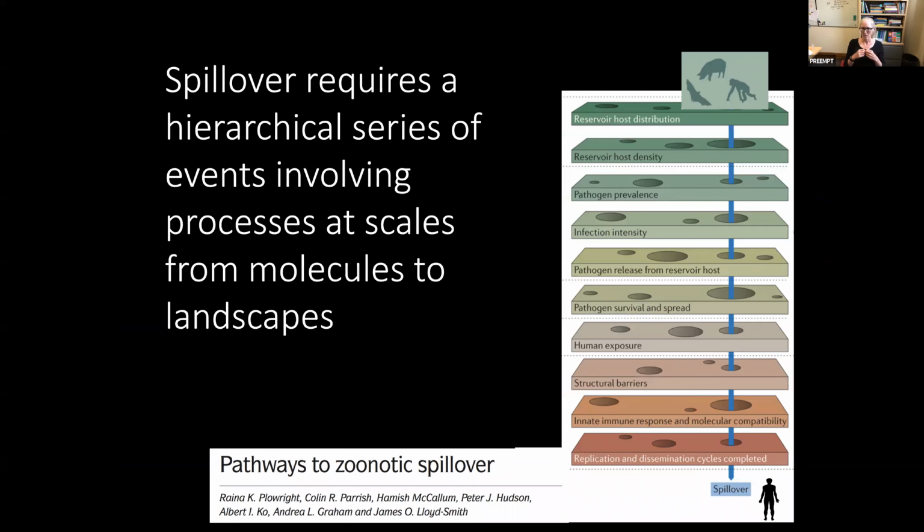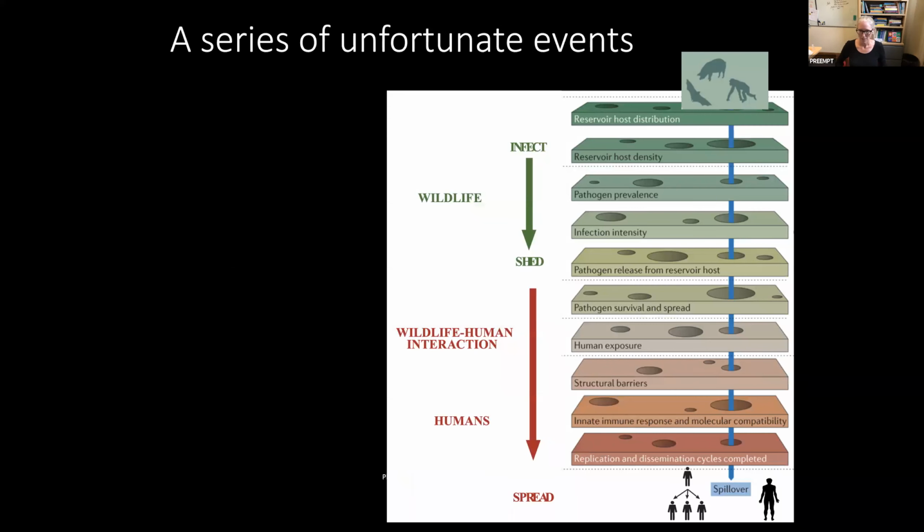So it isn't this simple passage of a pathogen jumping from animal to human. It's actually a complicated process, and there are many, many different factors involved. It's a hierarchical series of events, and all of these events happen at different scales, from molecules, happening within cells, to even landscapes. So I'm going to now deconstruct this a little bit here.